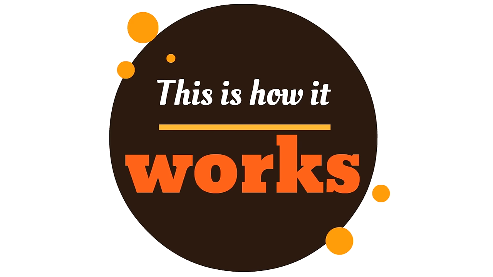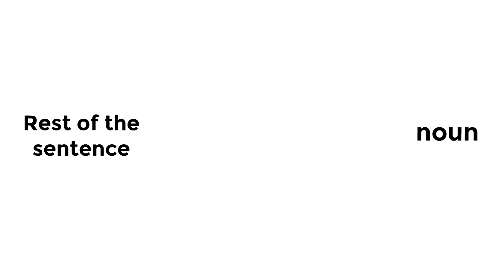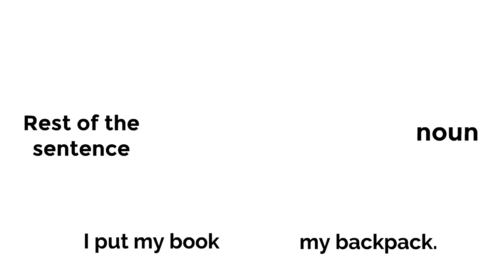And this is how it works. For example, let's say we've got a noun at the end here, and then we've got the rest of the sentence. Now, we've got a problem. There's a big gap. Something's got to go in between. Now, let's say the part with the noun is my backpack, and the rest of the sentence is, I put my book. My backpack. There's a gap. I mean, it's a lonely backpack. We need a connecting word. We need a bridge.